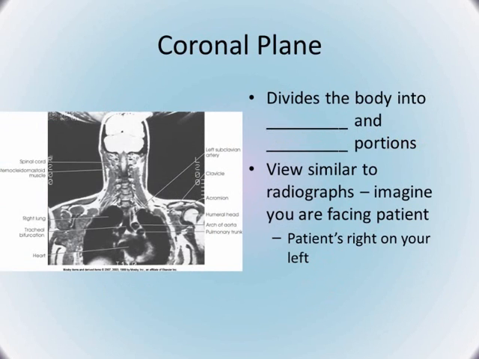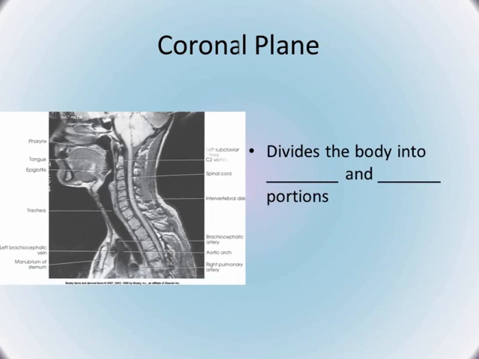The coronal plane divides the body into anterior and posterior portions. It's viewed similar to radiographs, as if you are facing the patient, so the patient's right is on your left and vice versa. And finally, the sagittal plane divides the body into right and left portions.